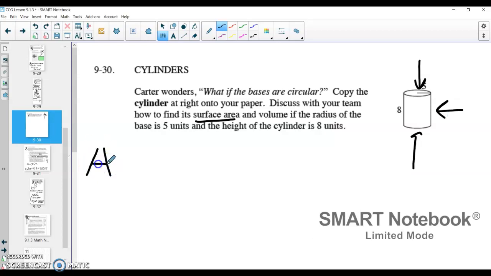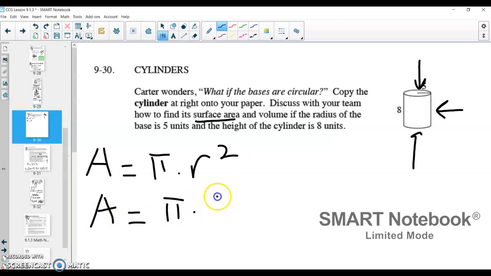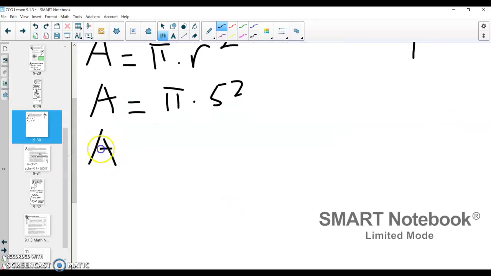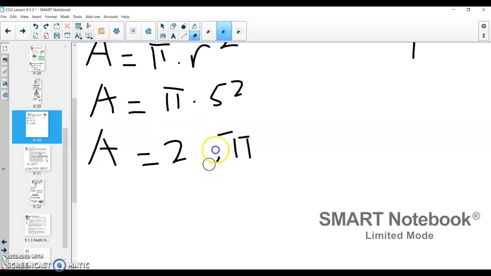And that area of the top and the bottom is, if we want to find area, pi times the radius squared. In this case, my radius is 5. And so my area is going to be pi times 5 squared, which gives me, and if you watch the other videos, you already know this, 25 pi as my area.